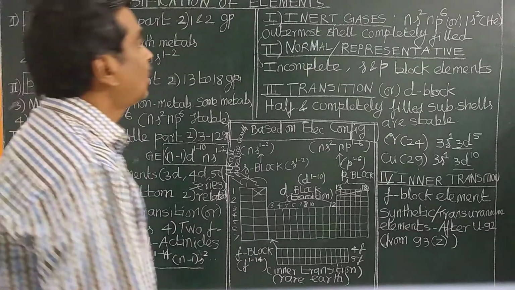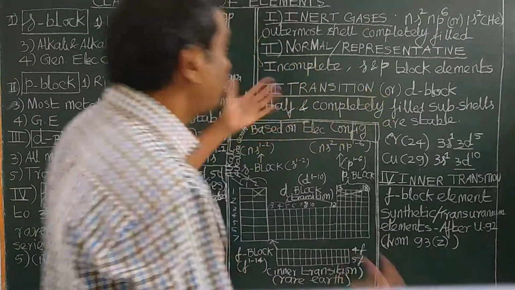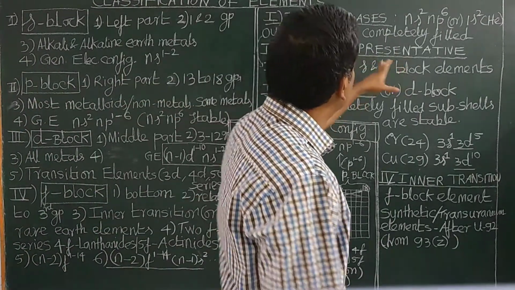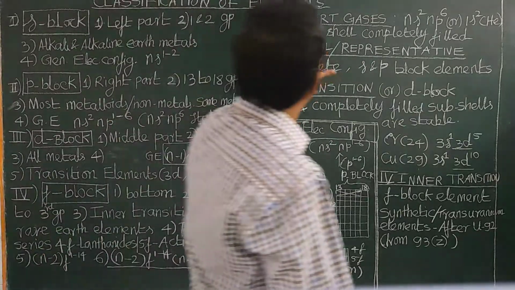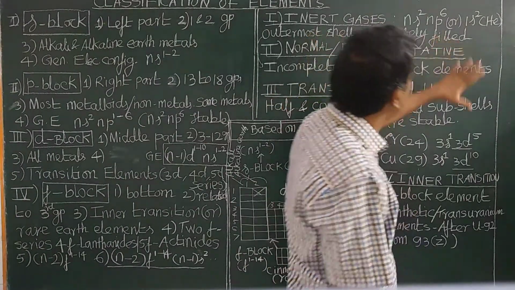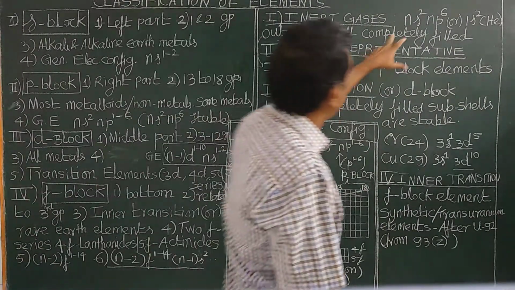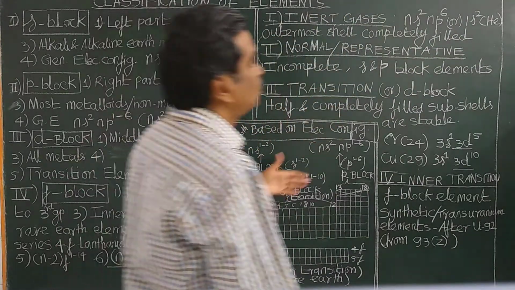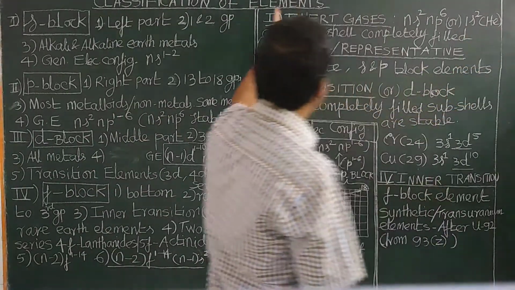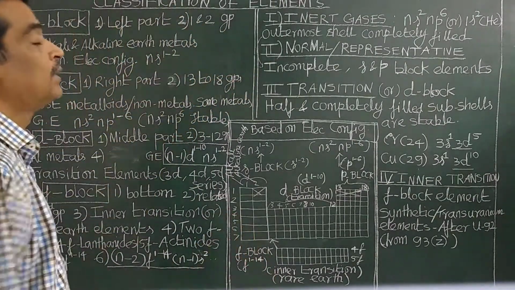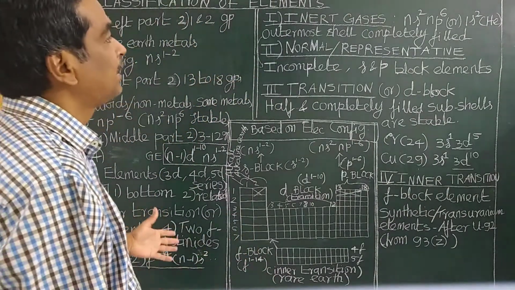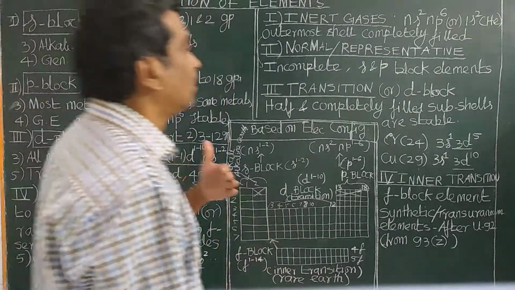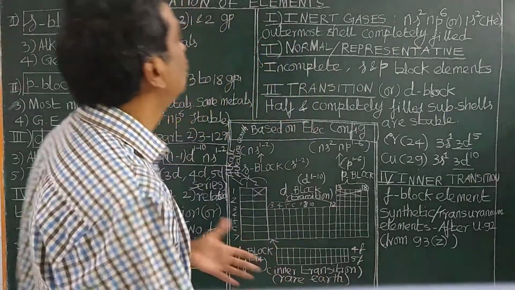Now, based on their properties, the elements are also classified into 4 types. Inert gases have the outermost shell completely filled. See, ns2 np6. The exception is helium, 1s2, which is also filled. They are very stable. They are not reactive at all. They do not have a tendency to lose or accept electrons.